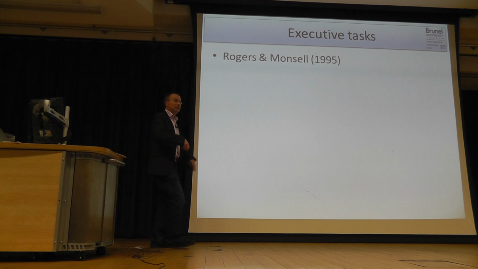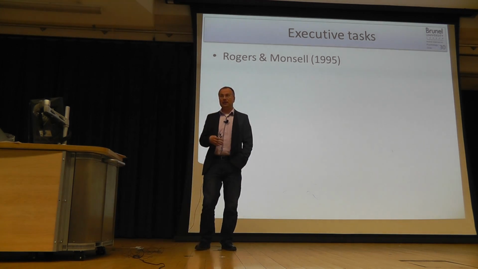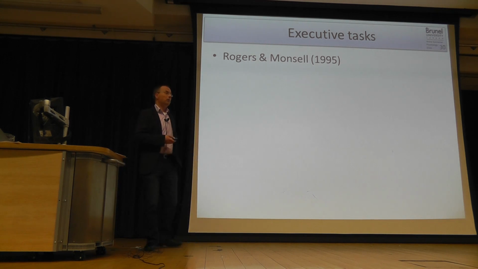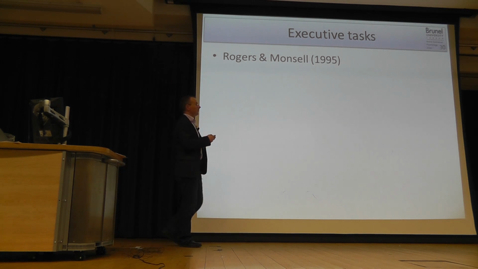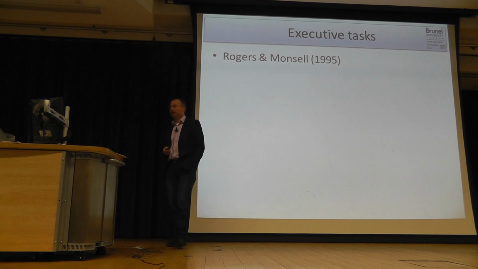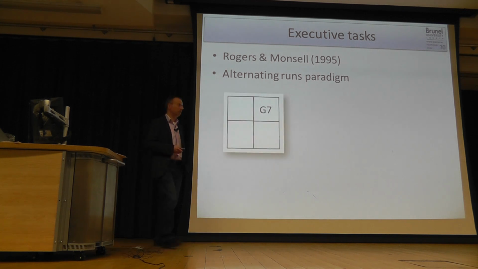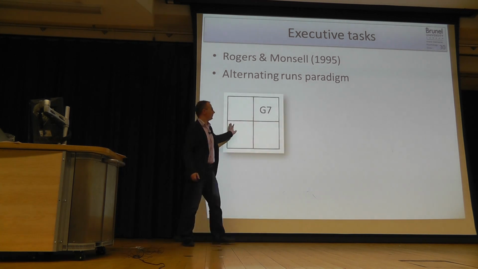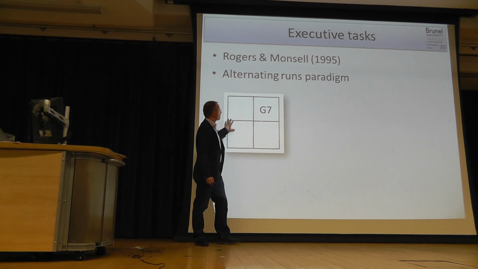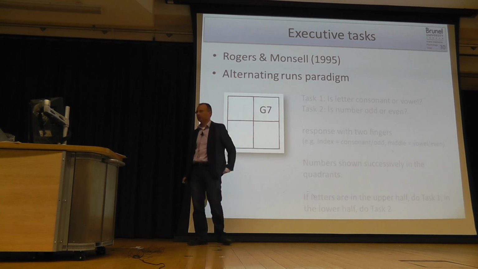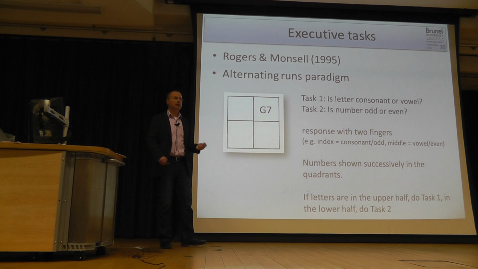This paradigm has been picked up again later on, and there's really loads of research in that area. One widely acknowledged paper came from Rogers and Monsell in 1995. They changed the paradigm slightly and used what is called an alternating runs paradigm. Participants always saw these four quadrants on the screen, and always a stimulus like G7, which has one letter and one number. And they had two tasks.